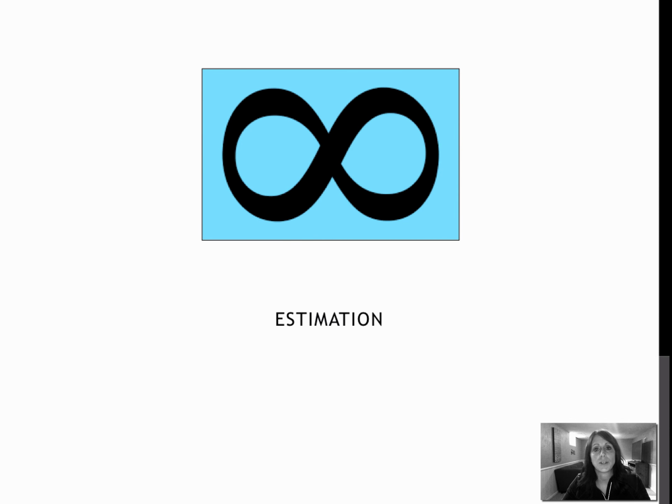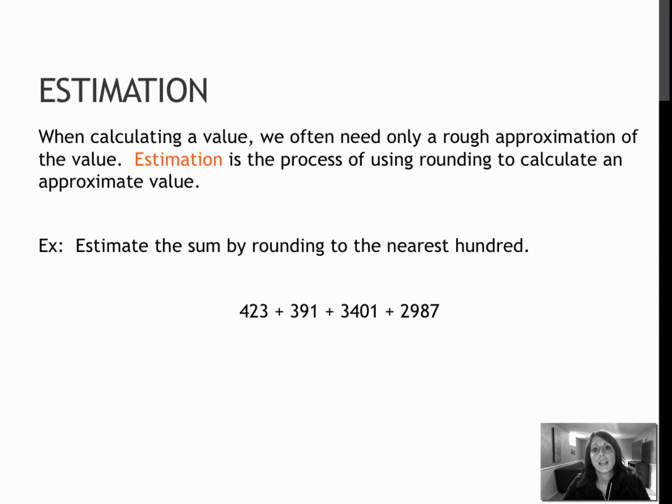This lesson is on estimation. An estimation is really a way for us to find an approximate value for a sum, a difference, a product, a quotient, etc. So all we're going to be doing is rounding each of the values in our expression to whatever value or place value they tell us. In this case, we're going to find the sum of these four numbers, but we're going to round those to the nearest 100, which means each individual number will be rounded to the nearest 100, and then I will add those rounded values together to find our estimation.